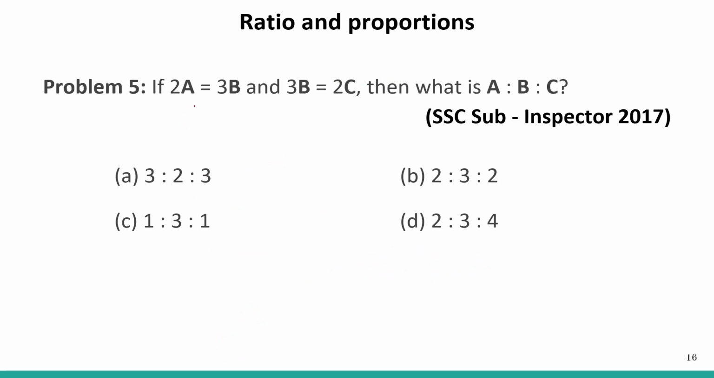If 2a is equal to 3b and 3b is equal to 2c, then what is a is to b is to c? Given that 2a is equal to 3b and 3b is equal to 2c. So this implies that 2a is equal to 2c, we can write, right? So this implies that actually a is equal to c, right? So the proportion of A will be same as the proportion of C.